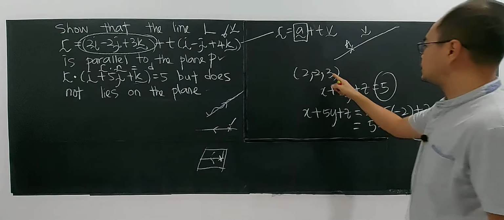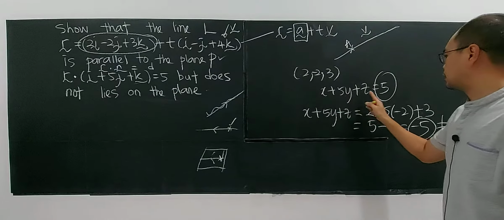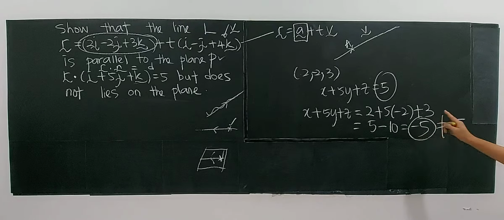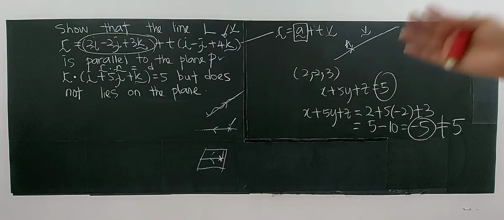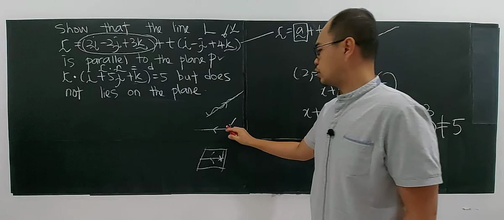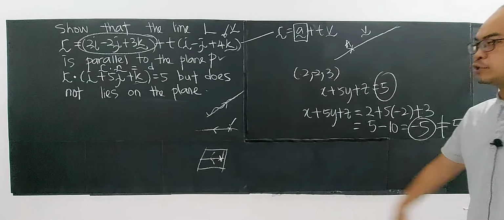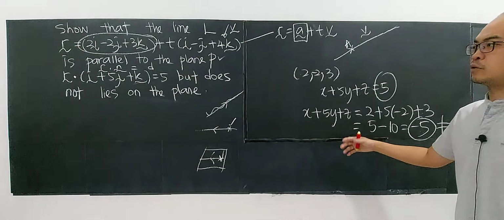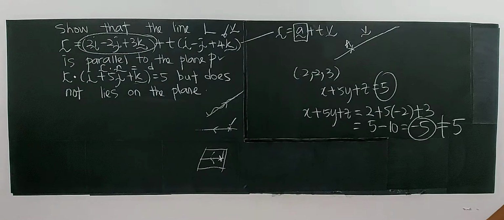But now you have proved that when this point is substituted inside here, you're getting -5. -5 does not satisfy because it's not 5. So you already show that the line does not lie on the plane, right? Very simple. If one of the points is not on the plane, the whole line is not on the plane. That's 4. So you just do some explanation, all right? Then make sure that you convince people that the line does not lie on the plane.